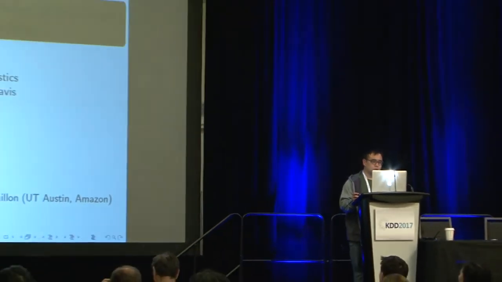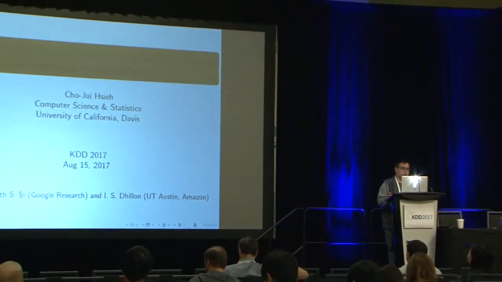I'm a faculty at UC Davis, and today I'm going to present our paper on developing a new distributed training algorithm for kernel machines, including kernel SVM and kernel logistic regression. This is joint work with Hsieh at Google Research and Industry, and Dylan at UT Austin and Amazon.